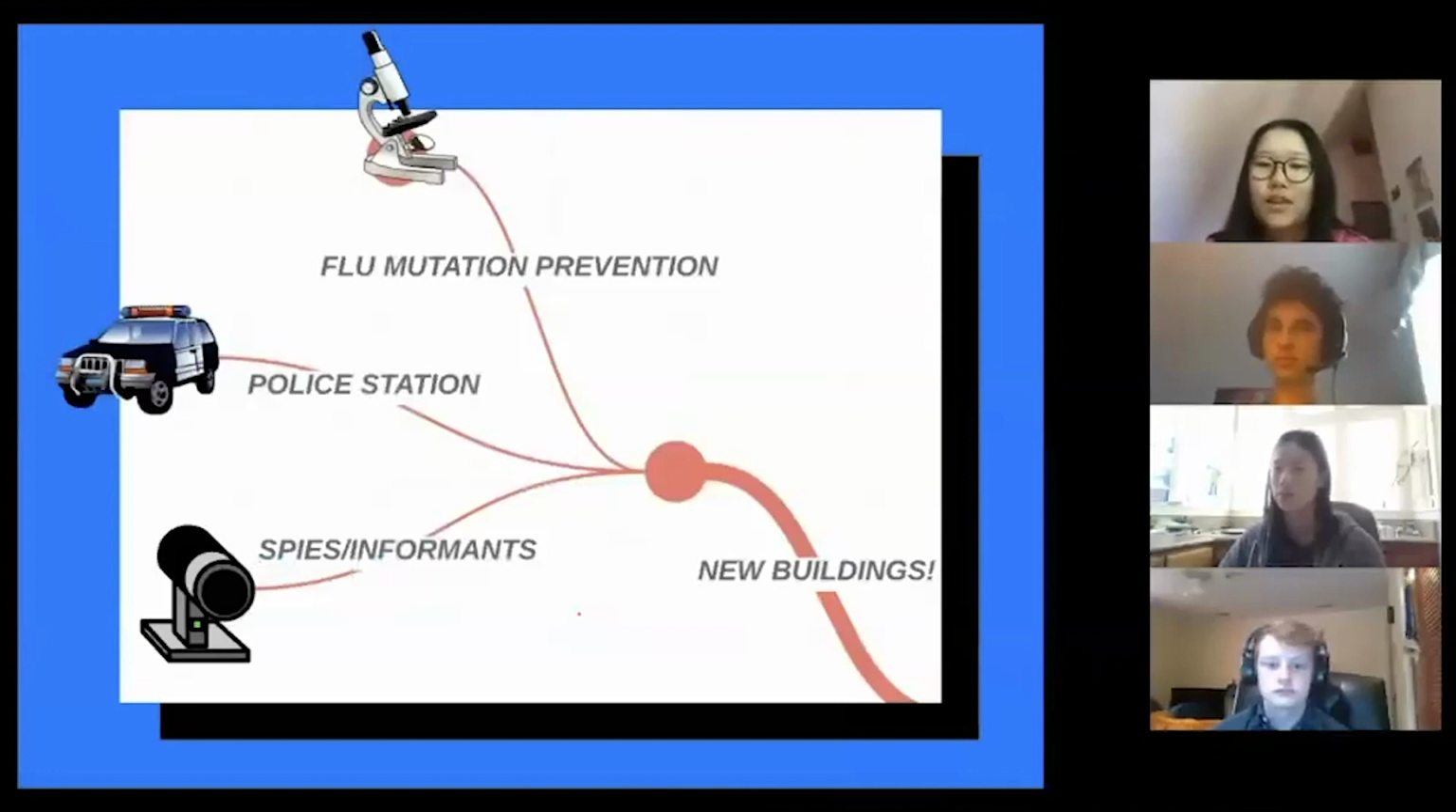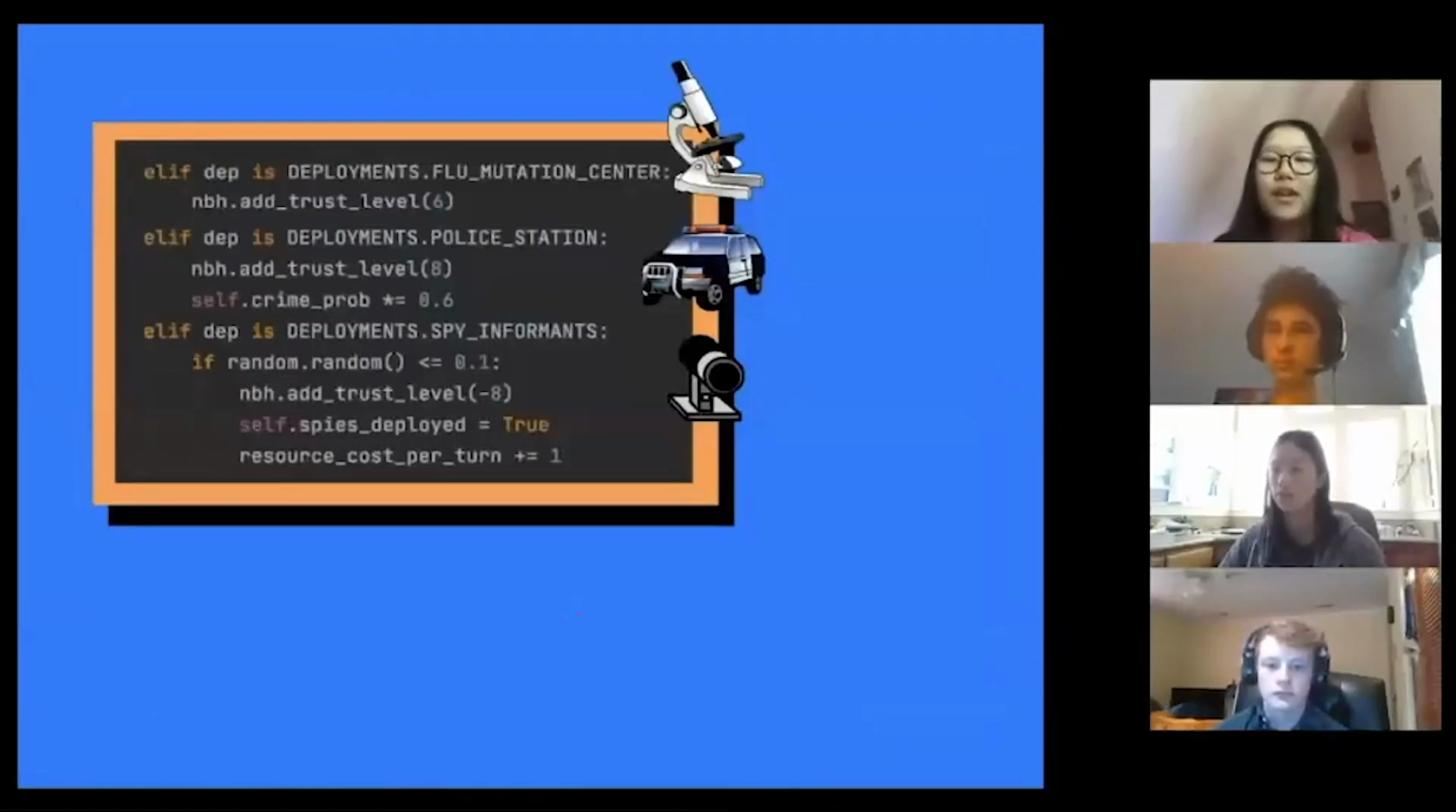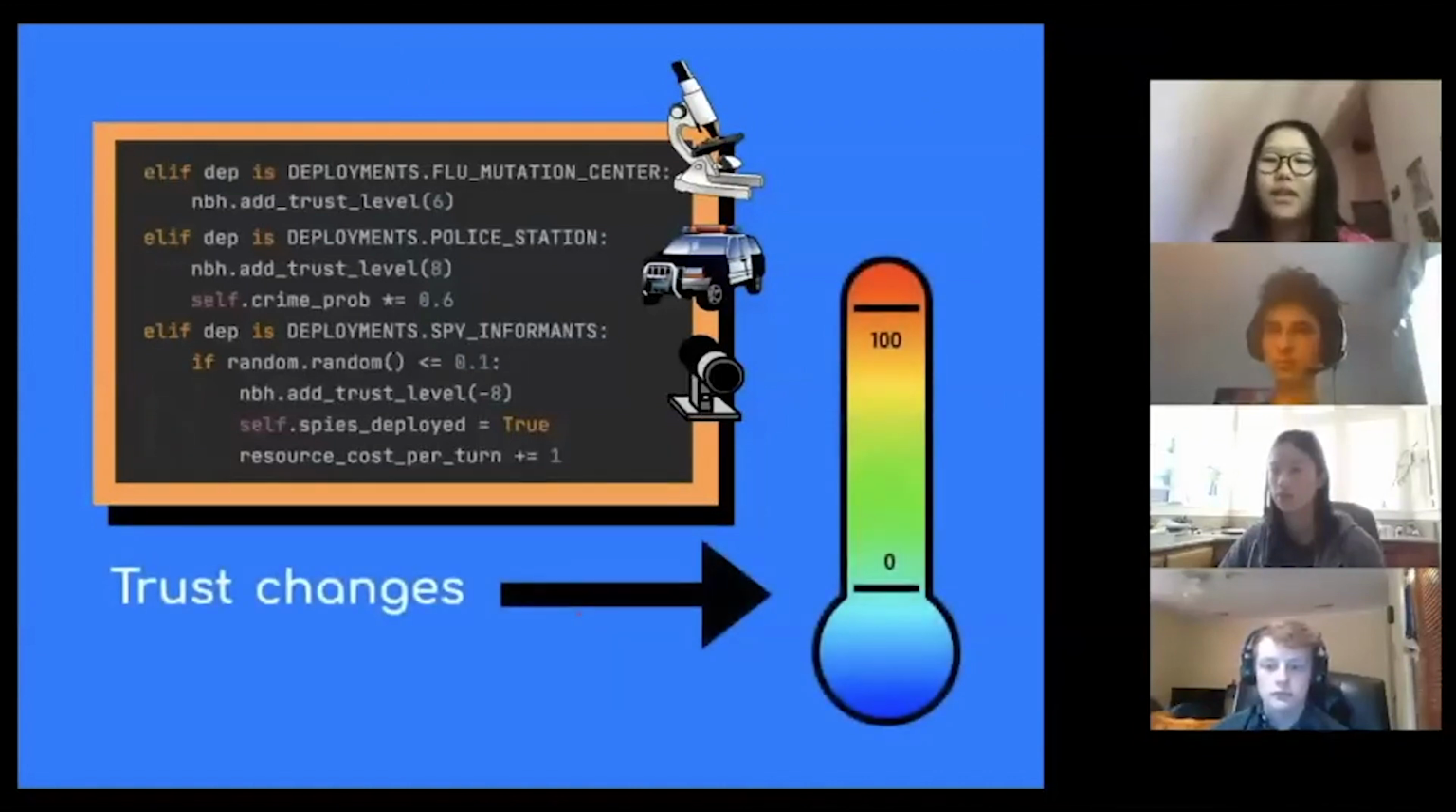First, we added new buildings that would allow the user more control over the constantly changing trust of the city people. As you can see from this section of our code, each of the 3 new buildings directly affects the trust level of the neighborhood in which they were deployed. The spies are meant to be deployed in neighborhoods that rebel against the mayor when their trust level is dangerously low. When there's a rebellion, the user cannot deploy buildings in that neighborhood unless it is a spy deployment.